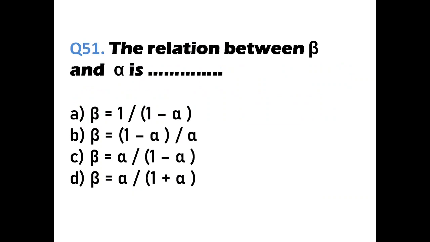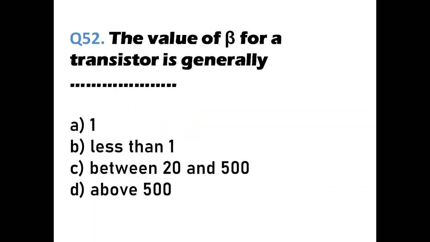The first question is the relation between current gain beta and current gain alpha. If you remember, current gain beta is the common emitter current gain and current gain alpha is the common base current gain. These both have a relationship between them, which you can derive, and after derivation at the end you get beta is equal to alpha upon 1 minus alpha. That relationship we have proved in theory. Then we'll go to the second question, that is 52.